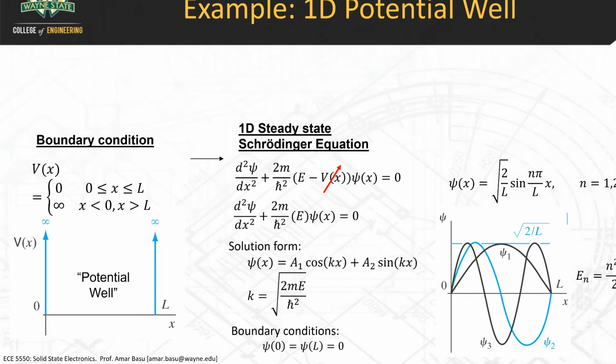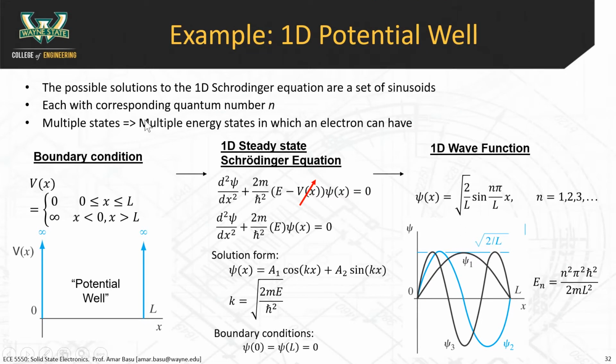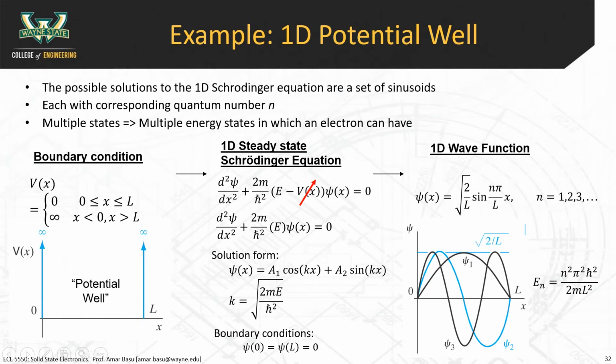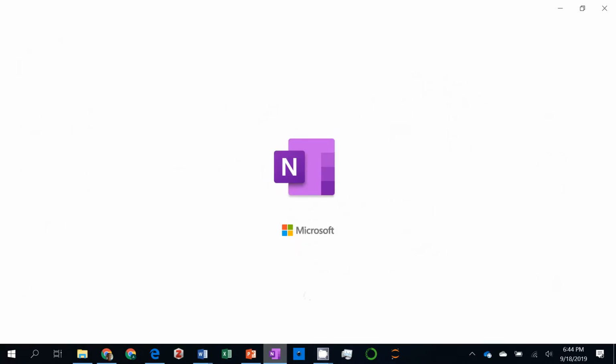Okay? All right, so from there, when you want to solve it, the solutions to the Schrodinger equation are a set of sinusoids, and each one of these sinusoids has a specific quantum number n. So I want to get into why that's the case here. Let's see, I don't think I have this in the notes, so it might be good to just write this down separately. Okay, I'll do this in one note. All right.